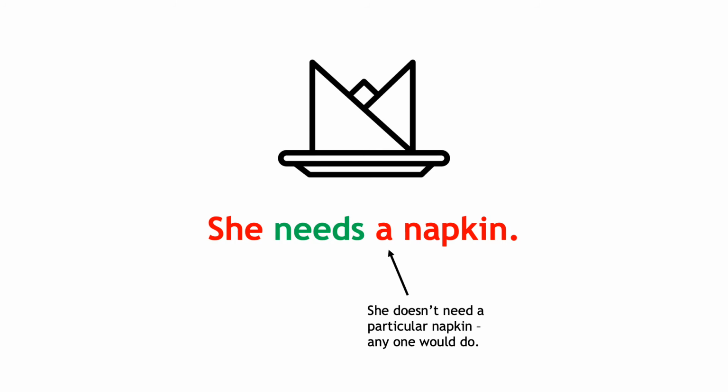Similarly, in the example, she needs a napkin, we introduce the noun napkin for the first time, and also because the main character, the subject noun she, does not need a particular napkin, so we can just use an indefinite article, a.